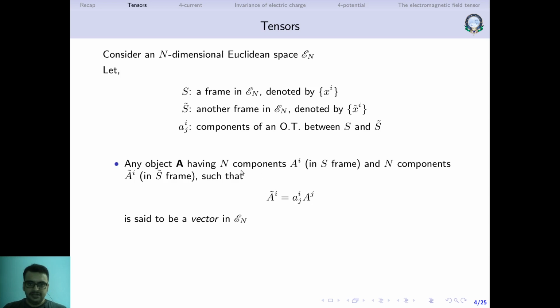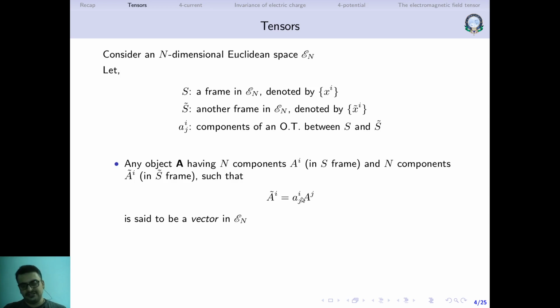Okay, so if this object A_i and this object Ã_i are related to each other by this transformation equation, then that object A is said to be a vector in E^n. So it could be a three-dimensional vector. If we have three-dimensional Euclidean space E^3, then this A is going to have three components, right? And those three components are going to transform in this way.